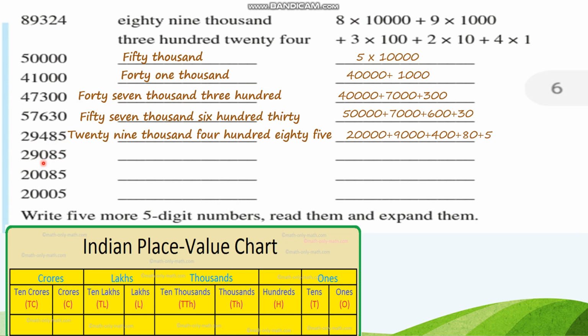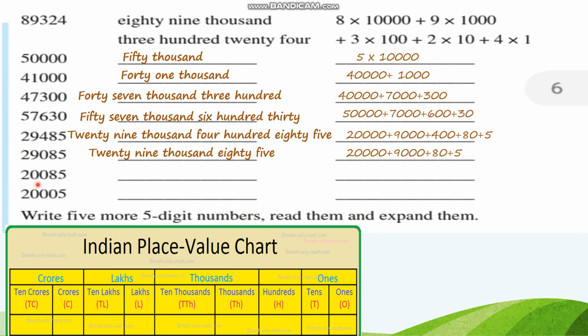Now the next is 29,085. Here the hundreds place digit is 0. So we can read it as 29,085. And the expansion is 2 in 10,000's place, isn't it? So 20,000 plus 9,000 plus 0 plus. Why is it 0? Because the hundreds place is not here. If you are skipping that 0, no problem. Then 80 plus 5. This is the way of the expansion of this number.